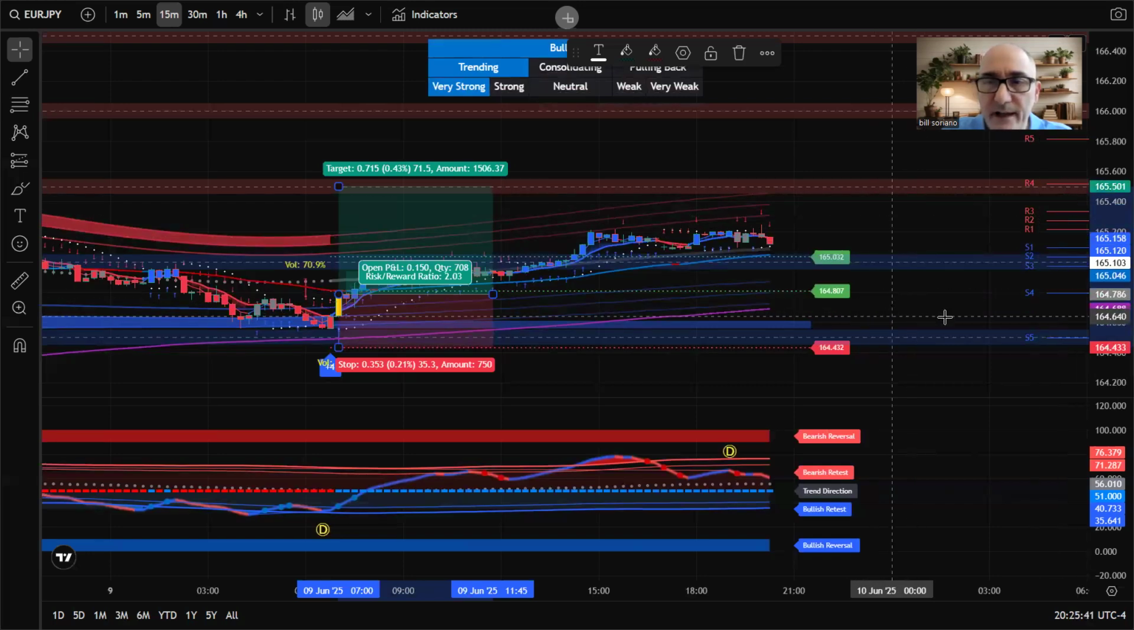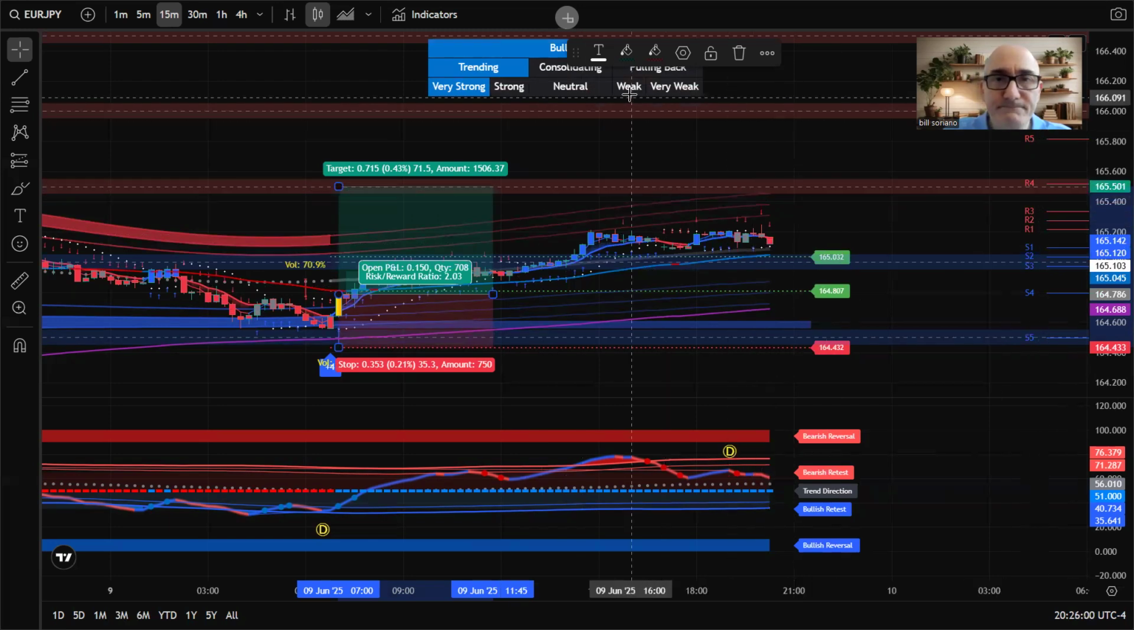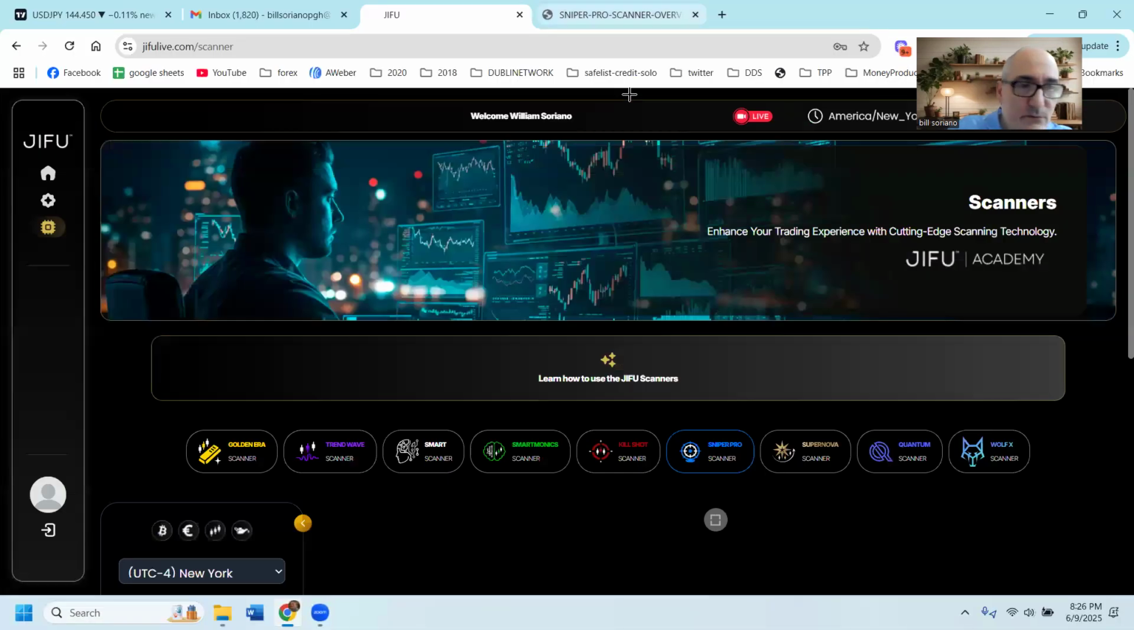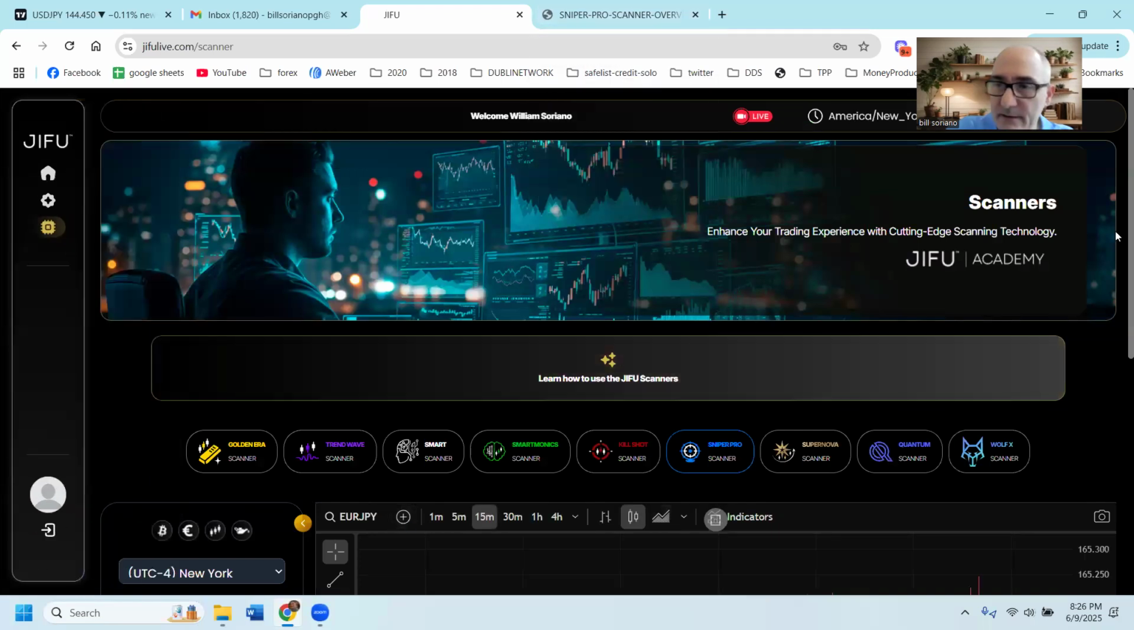Okay, so now since price is already almost at take profit 1, again, we would wait for price to go through take profit 2. We would move our stop loss to break even and see if we can let this run up to the R4 pivot point. Okay, so that's EURJPY.